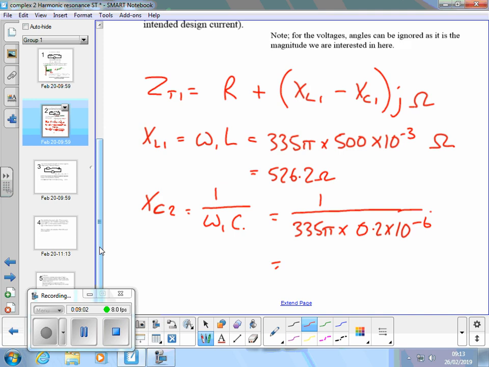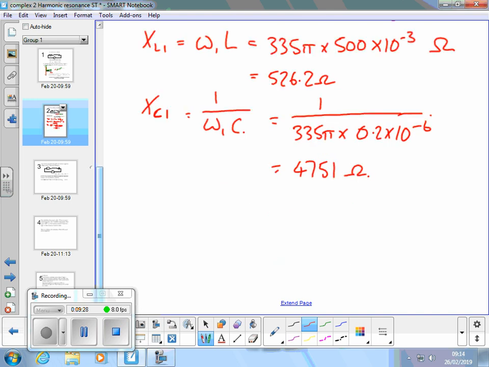Yeah, XC1 as well. 4, 7, 5.9, so we'll go to 1. That's the same number of significant figures then, yeah? Ohms.